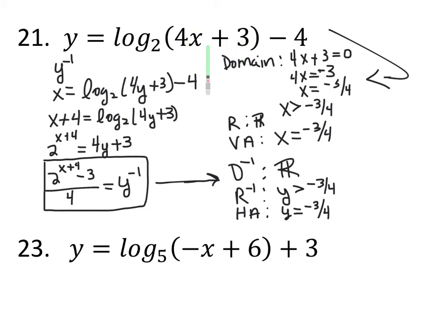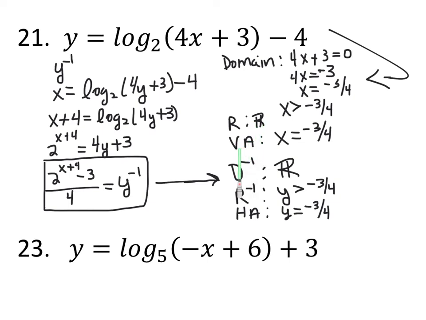Because I know this can't be 0, it has to be greater than 0. So I find the domain, I solve for x, and I get that x equals negative 3/4. So I know that my domain needs to be greater than negative 3/4. So that's going to be my domain. My range for this function, for logs, is all real numbers, always all real numbers.